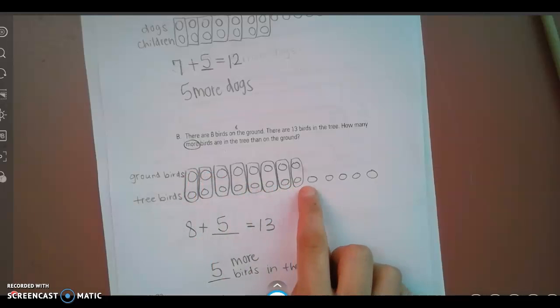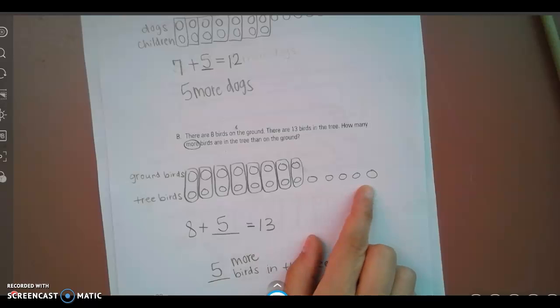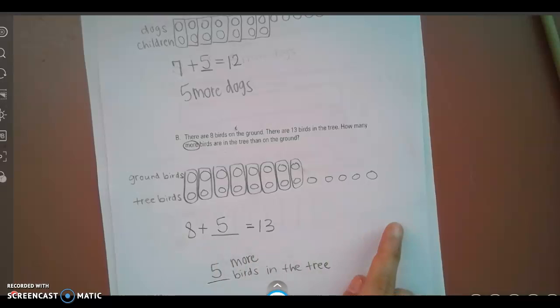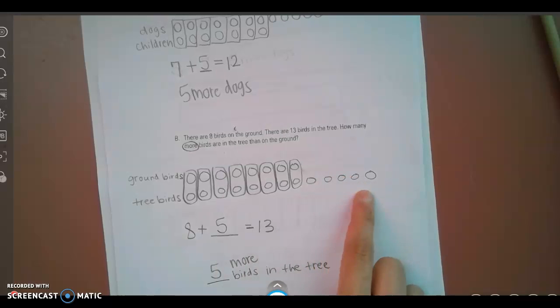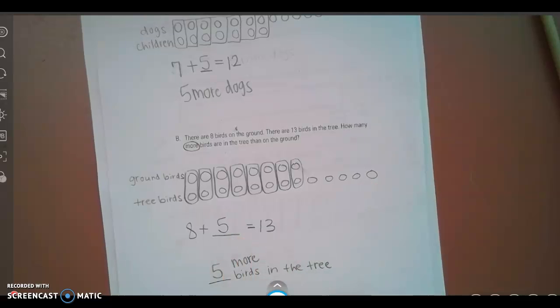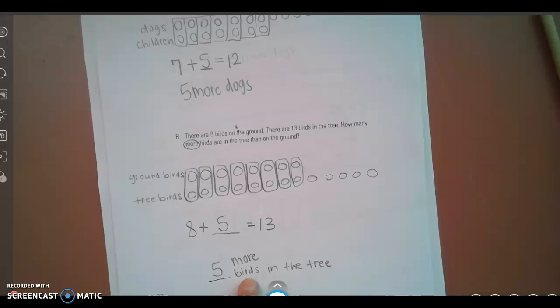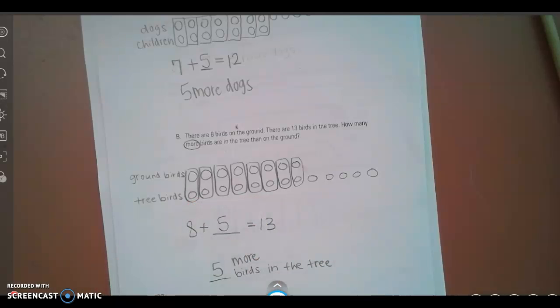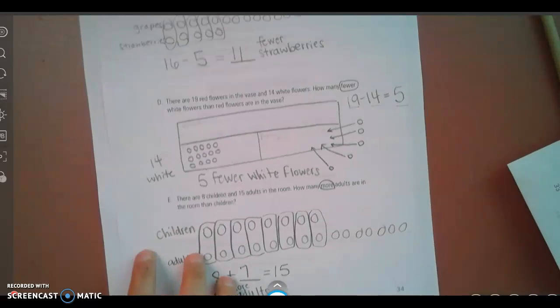And then these are the ones that were extra or more of. My equation said I had 8 ground birds plus 5, and I got 5 from these ones over here left over, equals 13. So I know there are 5 more birds in the tree. Again, you could show your diagram or your picture that way. You could also have used your part-whole map. Either way is fine. Something that's great about math is that there are lots of strategies that you can use, and whichever you use is fine as long as it's helping you to solve for the answer. So let's look at a few more on the next page.